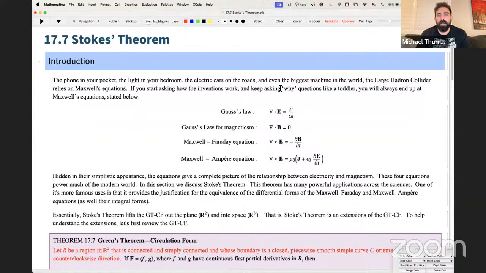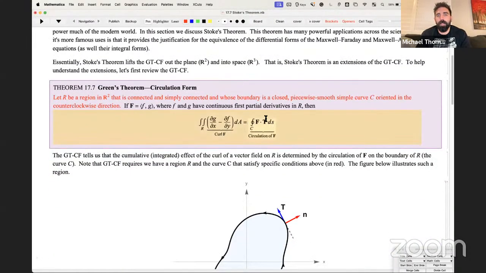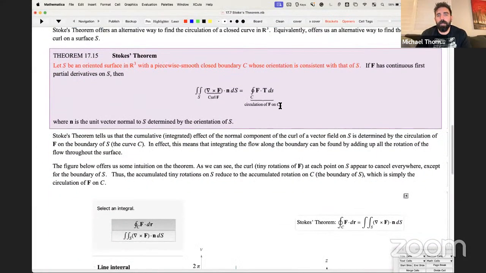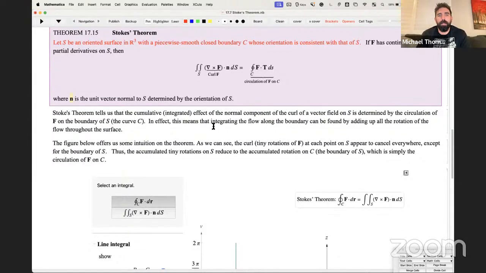Where's Green's theorem? The only difference is this was a curve in R2, and this, the boundary curve, is a curve in R3. So the new part really is the left-hand side. This is the accumulated curls on the surface, all these little rotations on the surface. And again, you have to make sure your surface is oriented so the normal vector agrees, by the right-hand rule, with the orientation of C. So the idea is completely the same.